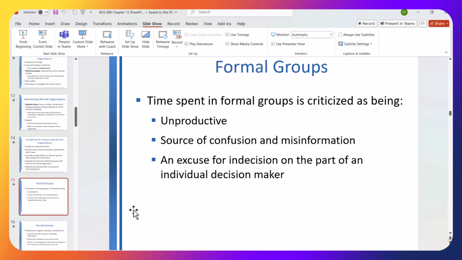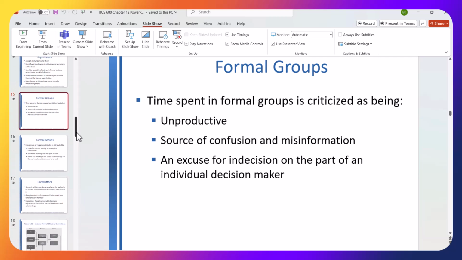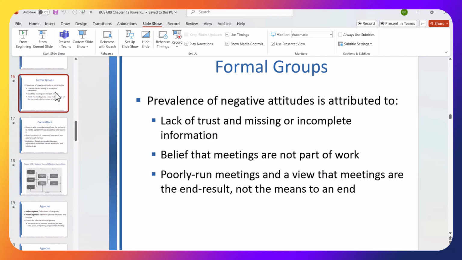Formal groups. Time spent in formal groups is criticized as being an unproductive source of confusion, misinformation, and an excuse for indecision on the part of an individual decision maker. So you see this a lot of times. People complain, all we do is have meetings to talk about meetings. When you have a formal group, that means things are structured and planned and usually sponsored by an organization or a company. And that means rules and policies and ethics have to be abided by and talked about. So this is where you find people saying, well, we're just wasting time talking about all this other stuff. No, you have to talk about it because it has legal ramifications if you don't, particularly if something goes wrong.